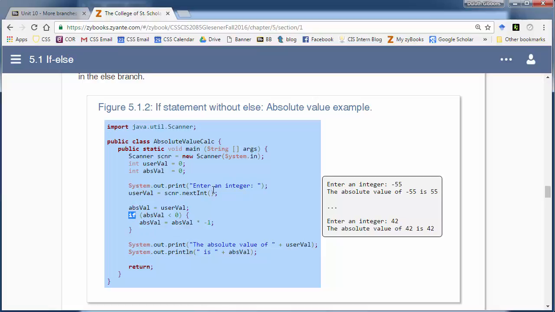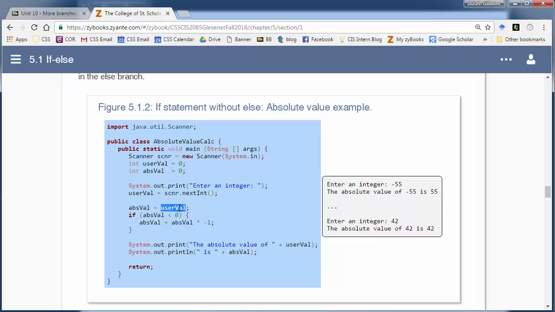We're calculating the absolute value of a number. So we ask the user to enter an integer. We read that in. That's user value. And then we're going to calculate the absolute value. And if you remember, for a normal number like 5, the absolute value is 5. But if it's a negative 5, we throw away the negative sign, so negative 5, absolute value is 5.